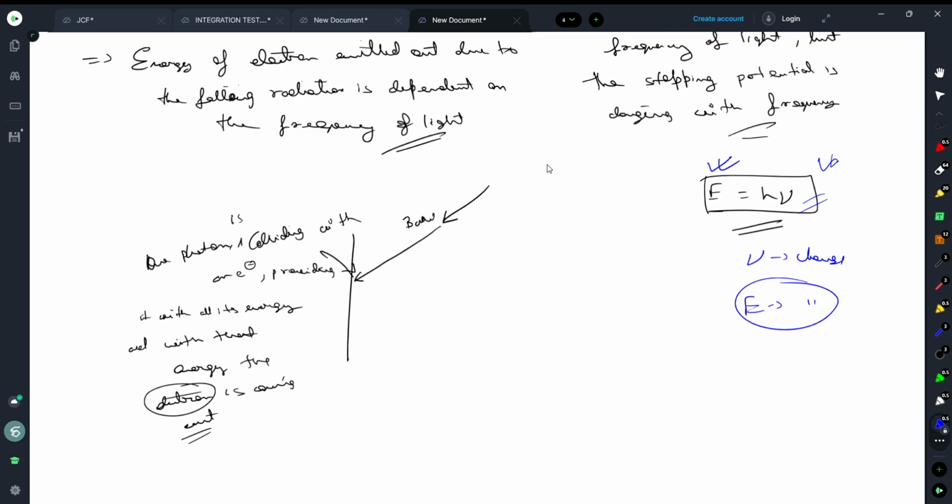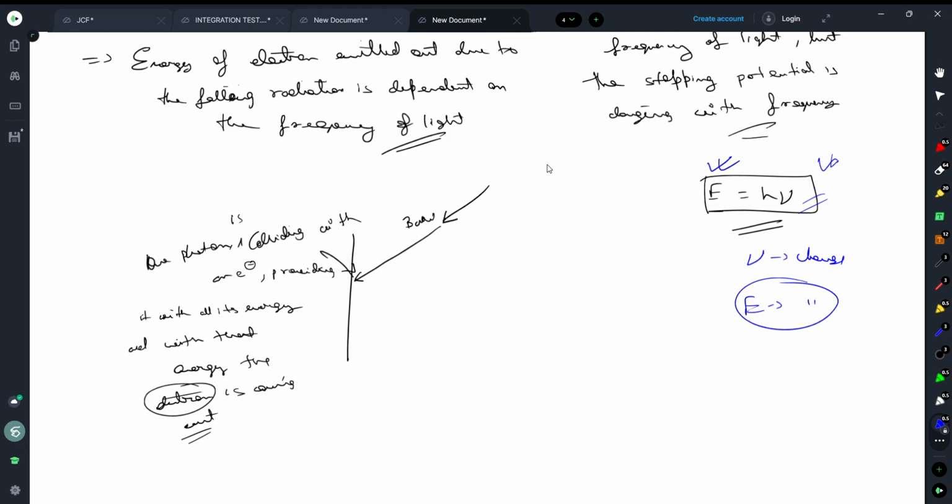But when the potential is not applied, one or more of the electrons might have got sufficient energy from the photons of the light source, whose energy is given by h nu, to get ejected from the metal plate and move to the opposite terminal. It has sufficient energy to do so, so no potential is required. Is it clear?